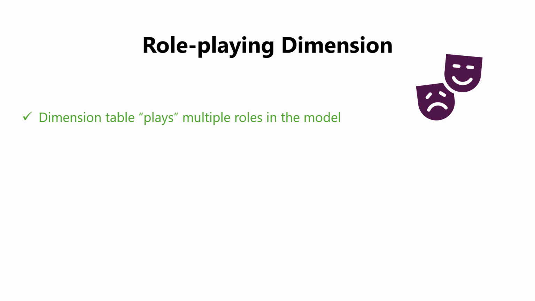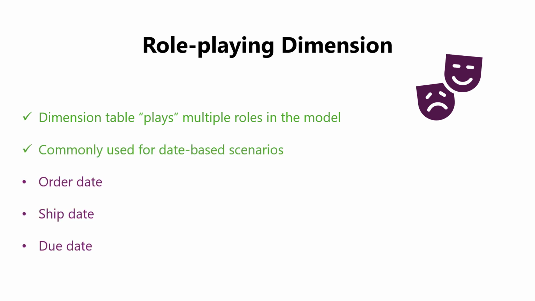Typical usage of role-playing dimension concept is with date dimension, as in many cases your fact table will contain multiple date fields. For example, in the sales table, there are fields order date, ship date and due date, which don't need to be identical, and in most cases are not.